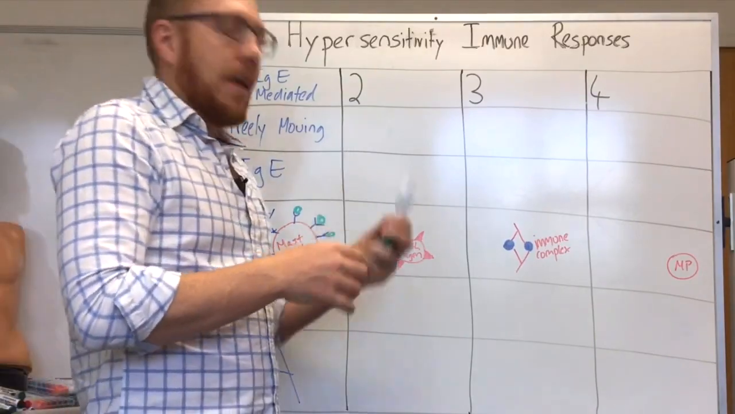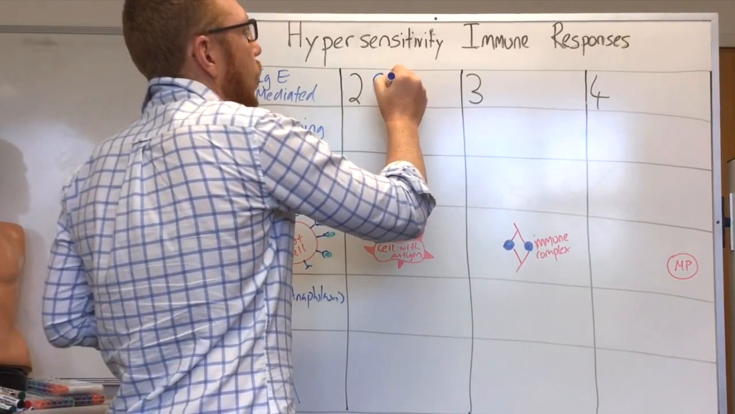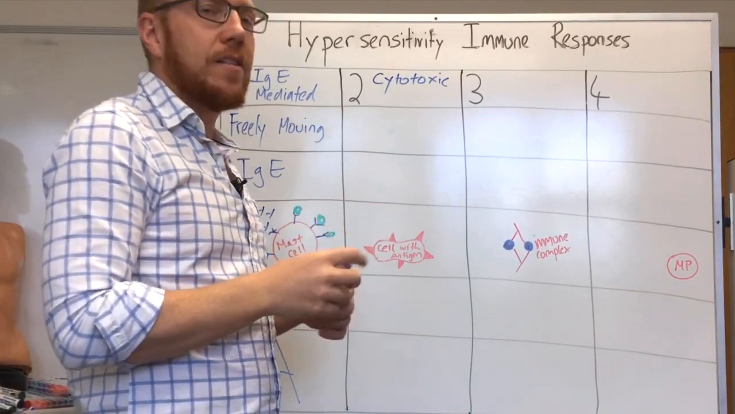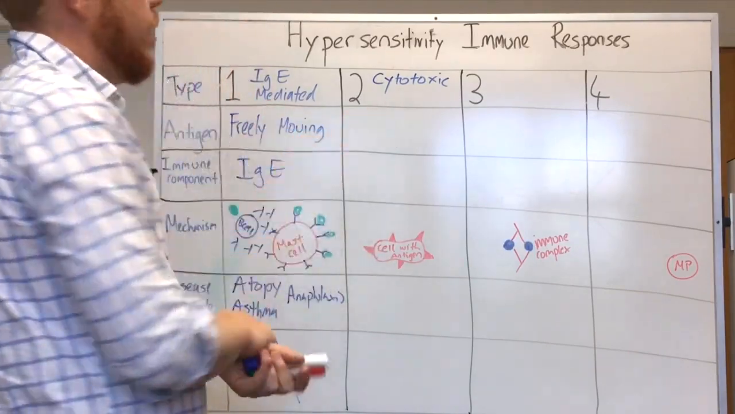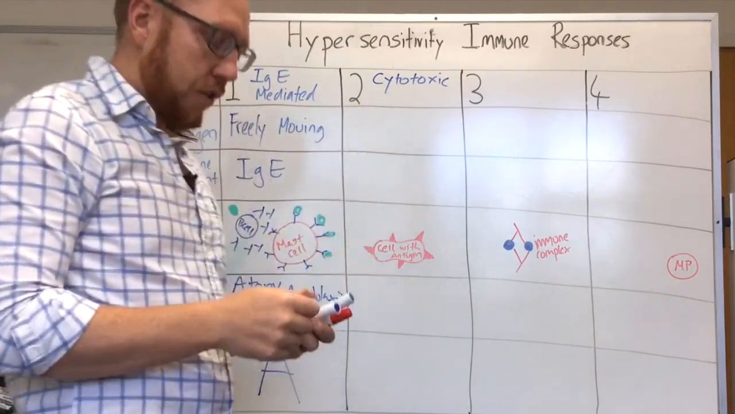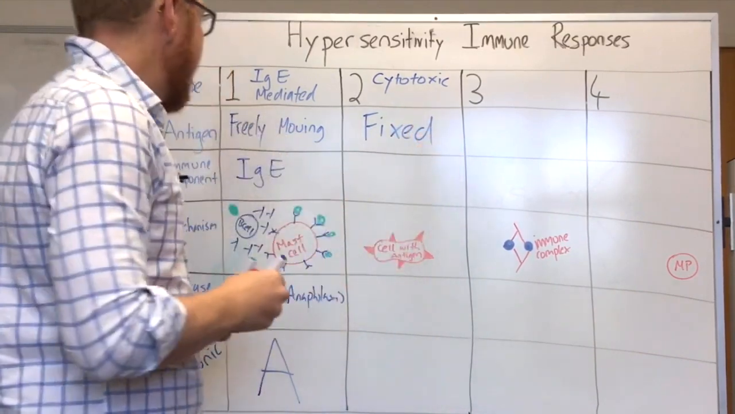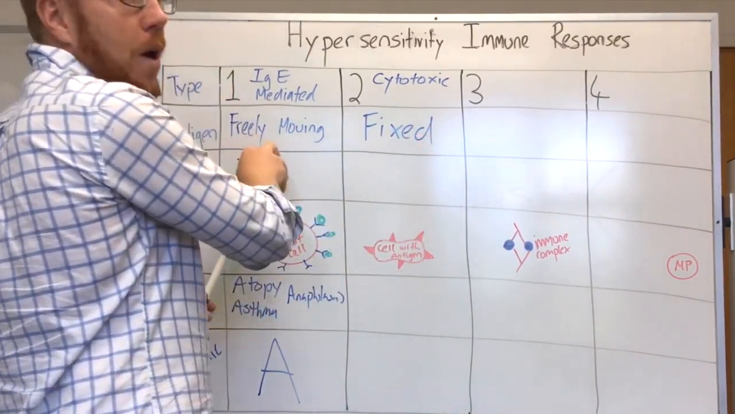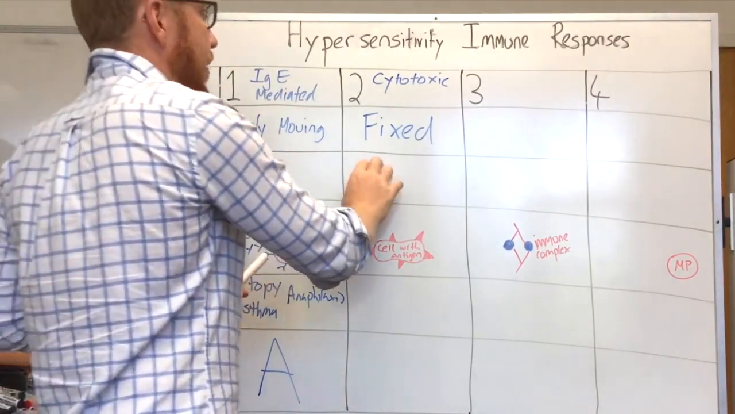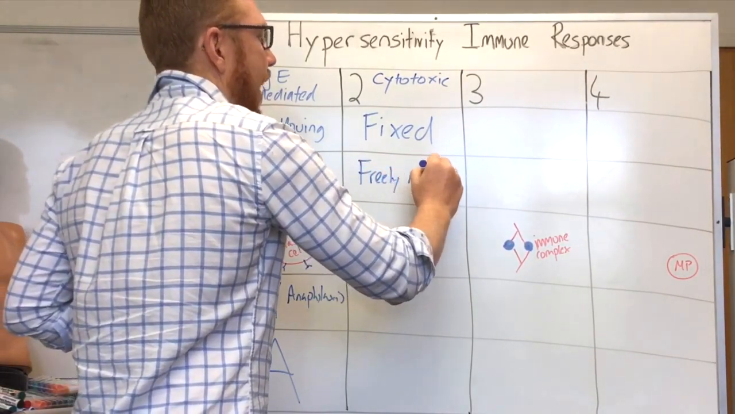Type 2, this type is called cytotoxic. Okay, so you could probably guess by that name, the cell will die in this case. Now, when you compare it to type 1, where we had a freely moving antigen, in this case, the antigen is fixed. So it is fixed on the cell. Whereas the immune component in type 1 was IgE, and that was the fixed part, but in this type it's freely moving. So the antibody is freely moving.